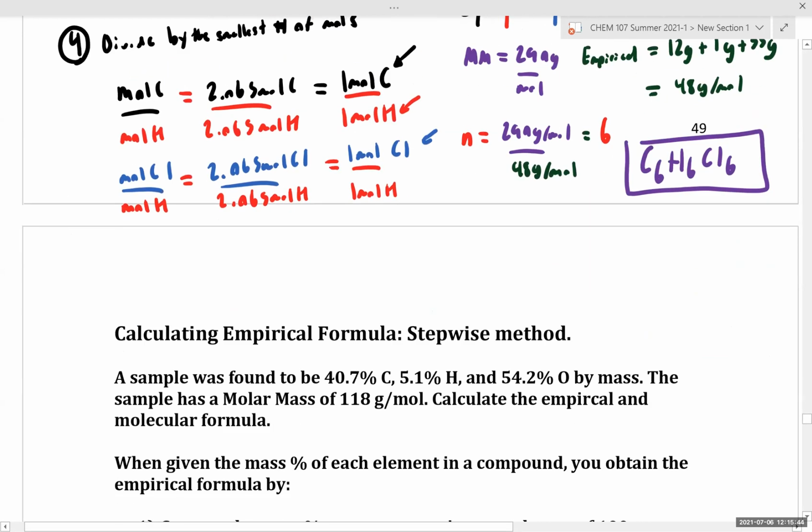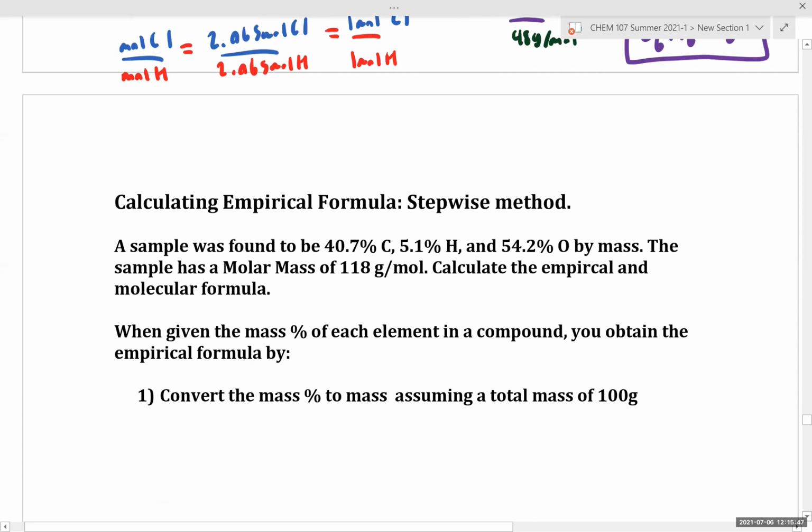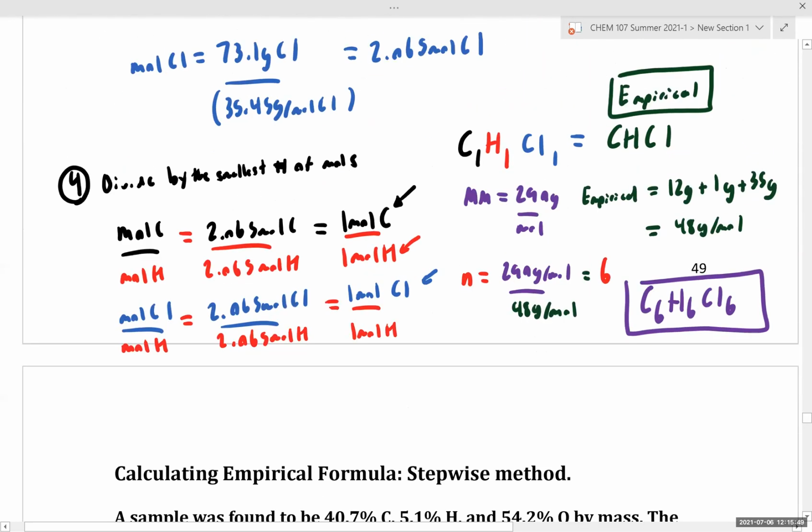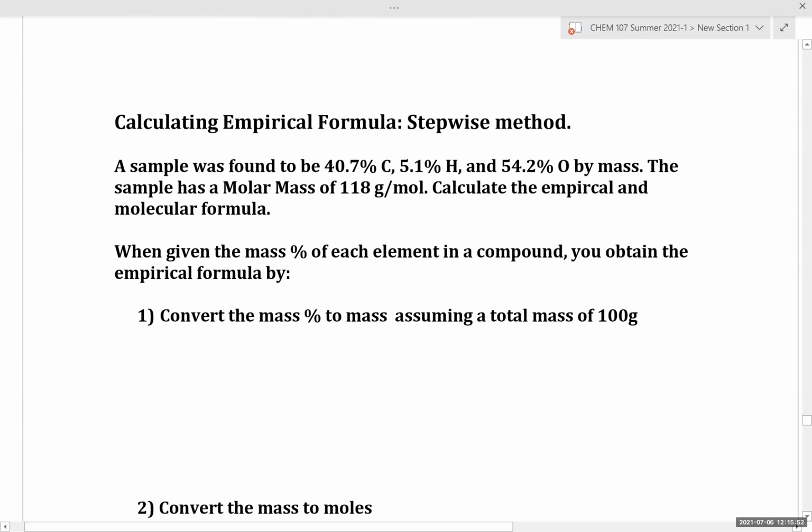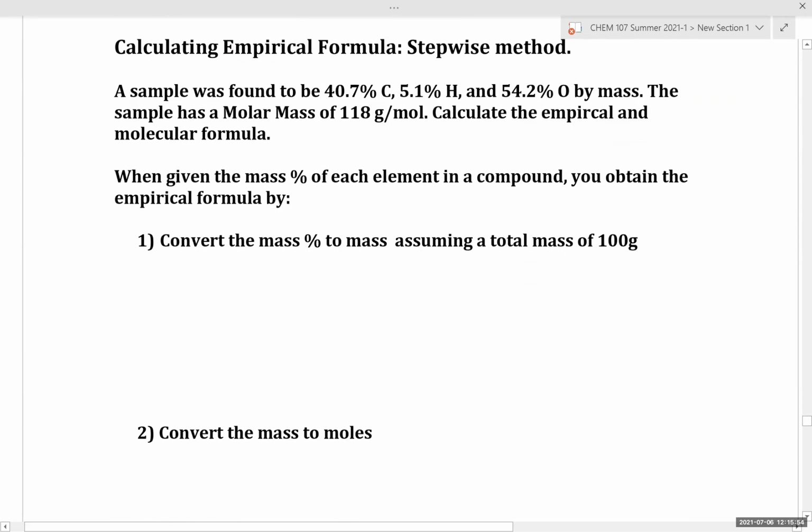Okay, so let's do another example and let's really just showcase again how we can calculate the empirical formula. And this time I'd like us to try solving this example together as a class, following the steps for this stepwise method. So let's read through this example together, and then I'd like you to work through each of these steps, and I'll check up on the class periodically.